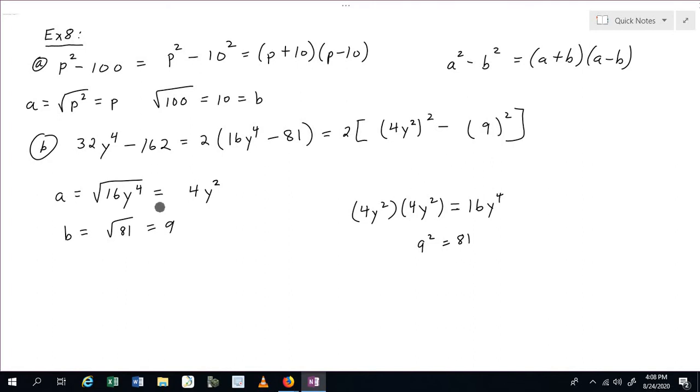Now that we've identified a and b, you would now factor it. Of course, you still have this 2 in front, but then this would factor into a plus b, a minus b. This is a and this is b, so a plus b, and then a minus b.